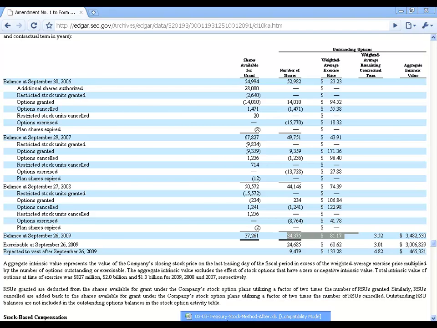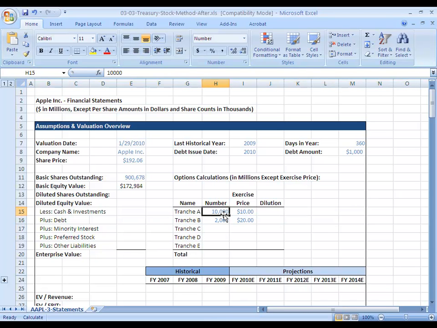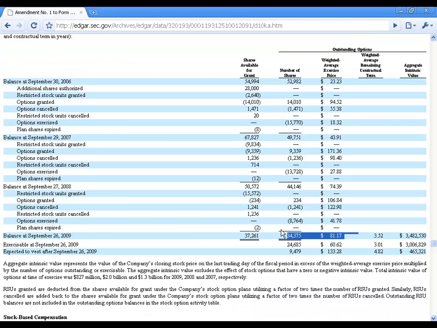So let's go back to our file now. I'm going to enter 34,375 right here, and then 81.17 for the exercise price.